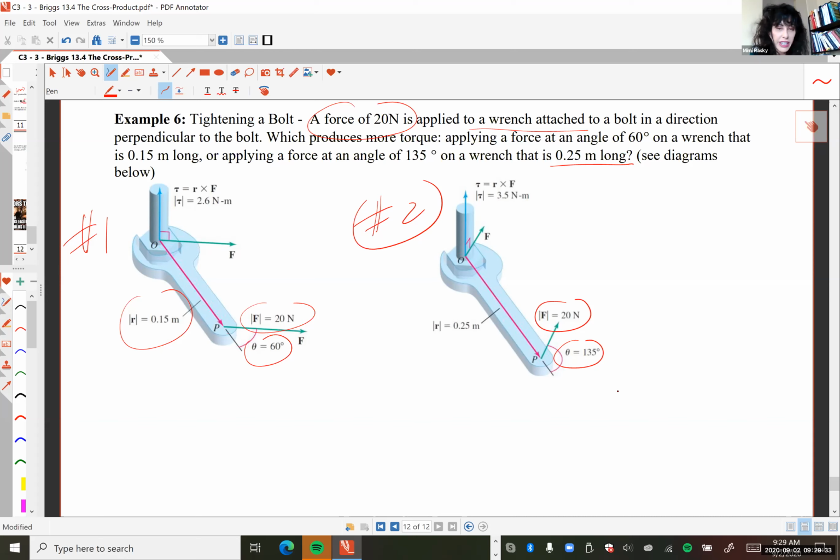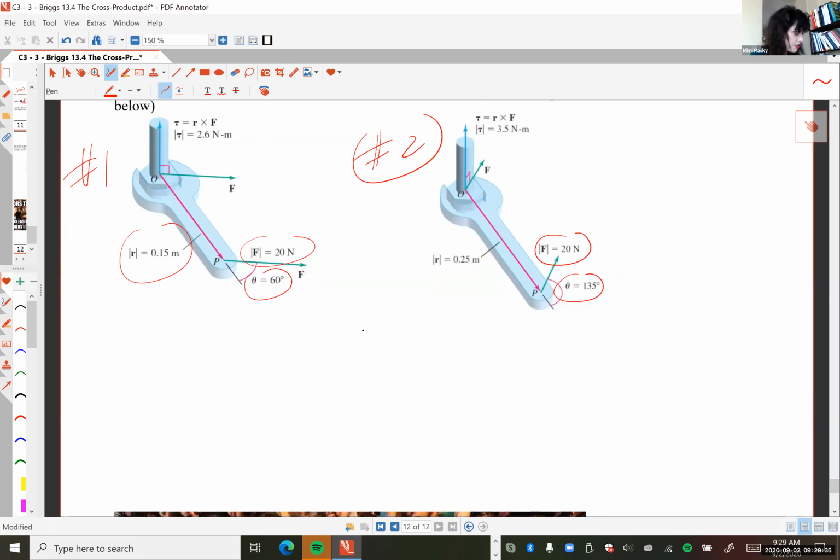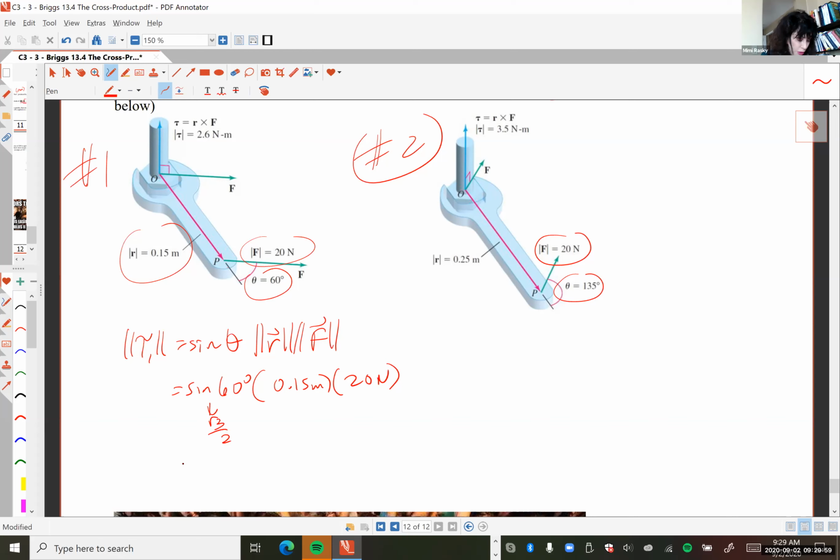So which one is going to give you the most torque? So it turns out if you do this problem, so here we'll do torque 1 here. This is going to be sine theta times the length of the wrench times the magnitude of your force. So this is going to be sine 60 degrees multiplied with 0.15 meters multiplied by 20 newtons. And then I think sine 60 is square root of 3 over 2. Multiply it all out, and I get 2.6 Newton meters, or 2.6 joules with a J.